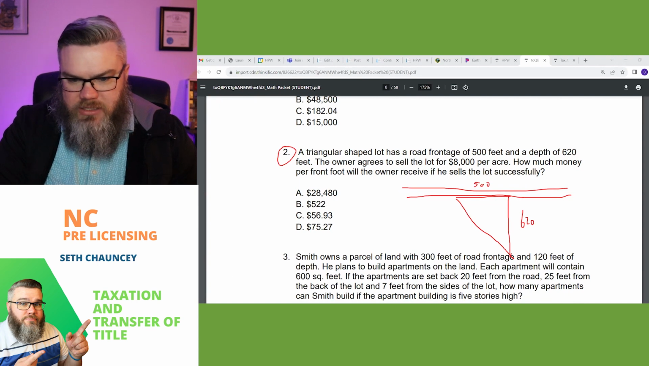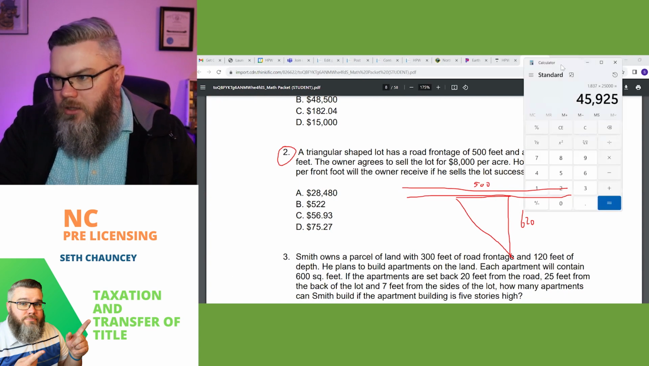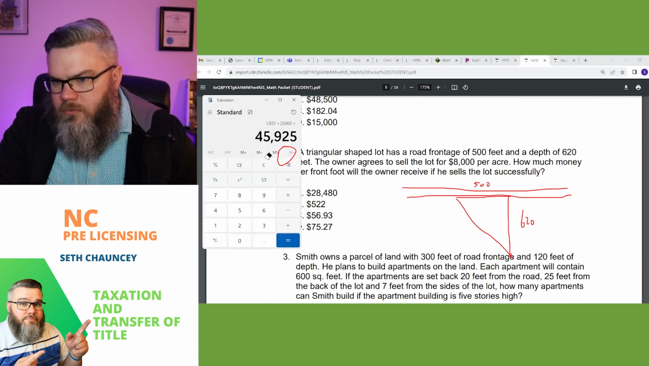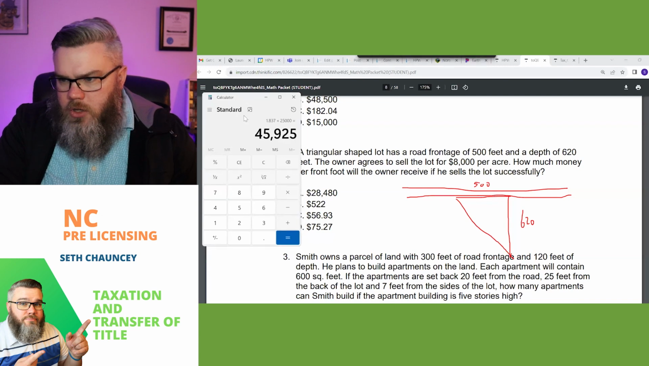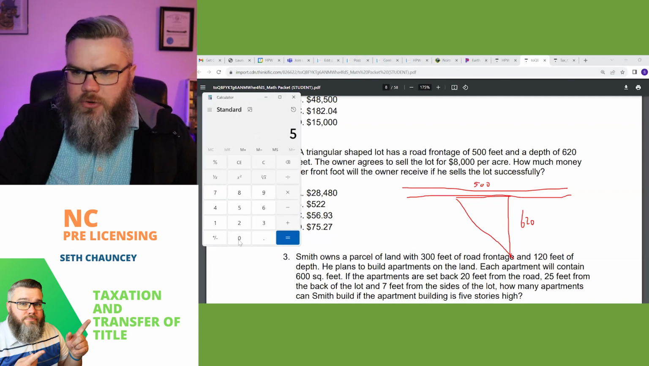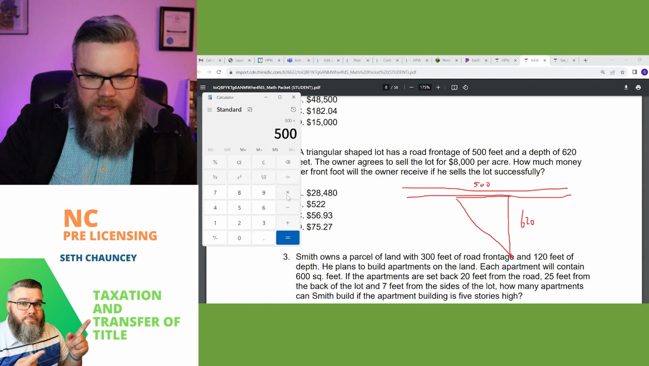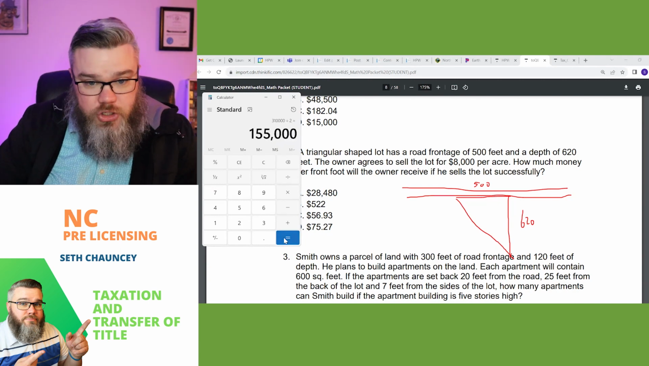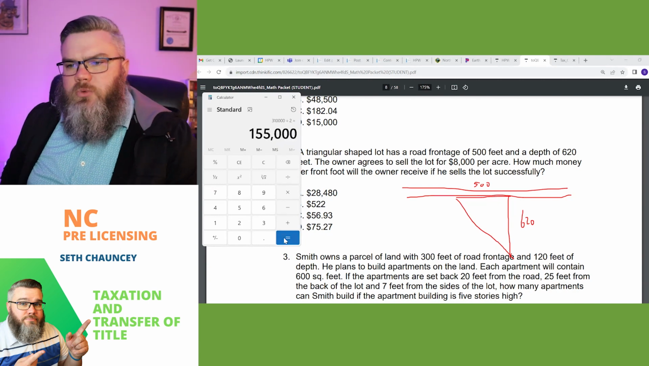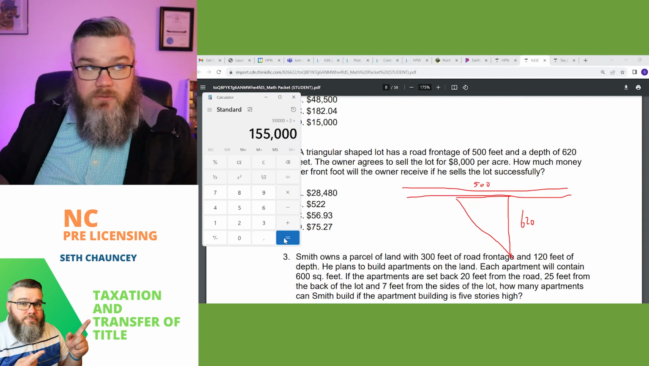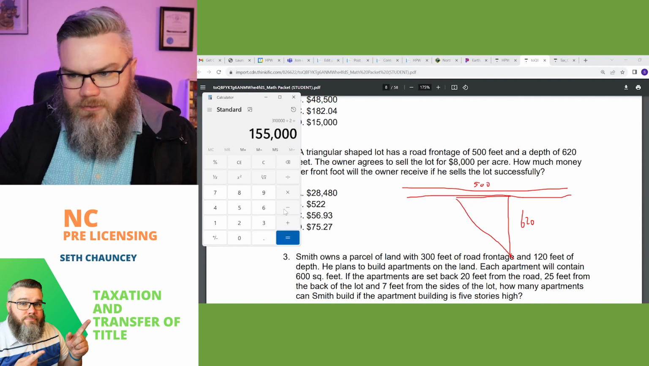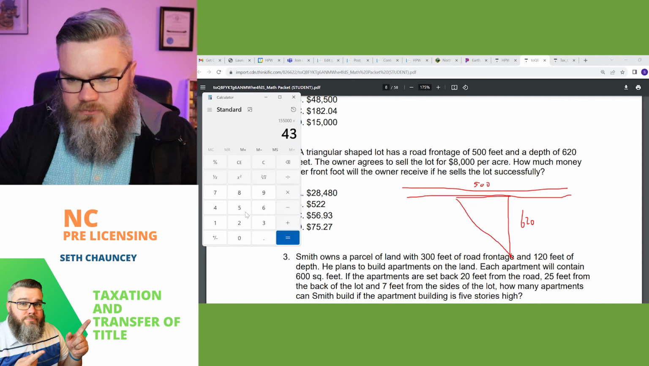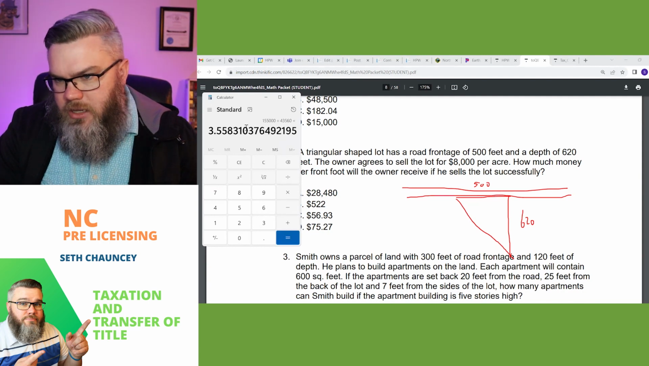Okay, well, this is a multifaceted math problem. So let me put my calculator over here. I'm going to erase that red circle. So first, find the area. 500, which is your base, times your height of 620, divided by 2. There is your square footage of this lot. So it is 155,000 square feet, divided by your 43,560 to get the acreage.